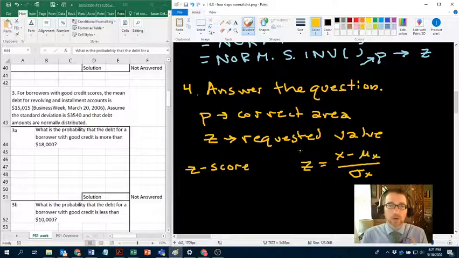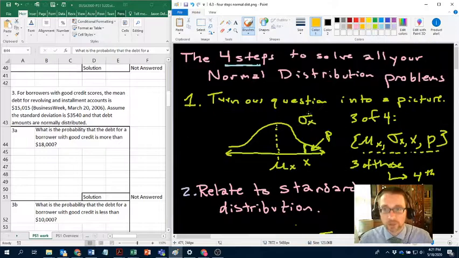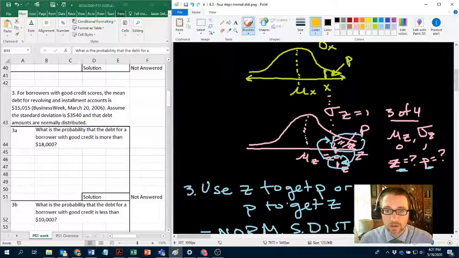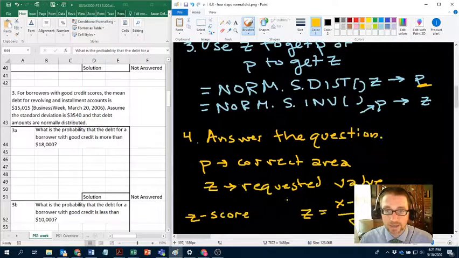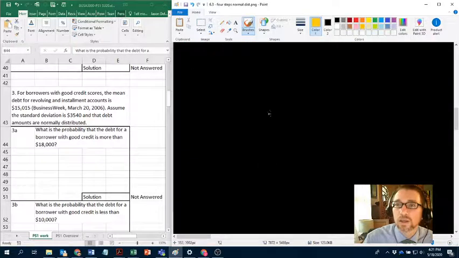Okay, now that we know the 4 steps, just to recap, they are: turn your question into a picture, relate it to the standard normal distribution, use z to get p or p to get z, and then answer the question. We can answer question 3a here. So let's start at the start. 3a.